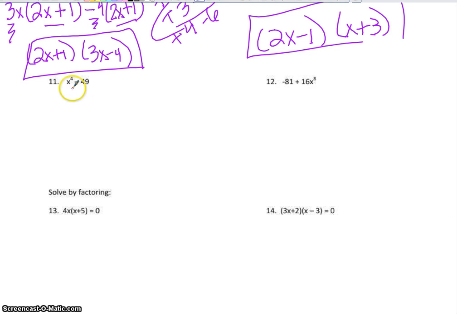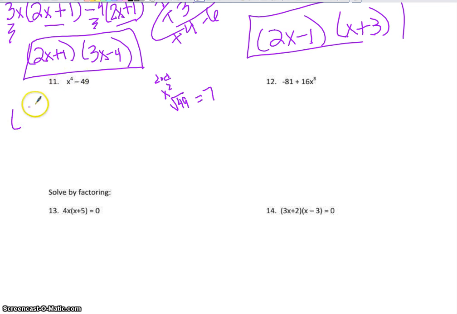Number 11 is difference of squares. Remember, if your exponent is even, it's a perfect square. And if you can do second x squared, it pulls up your square root symbol. You put your 49 in there. As long as it's a whole number, it's a perfect square. Your calculator is going to tell you the square root of 49 is 7.